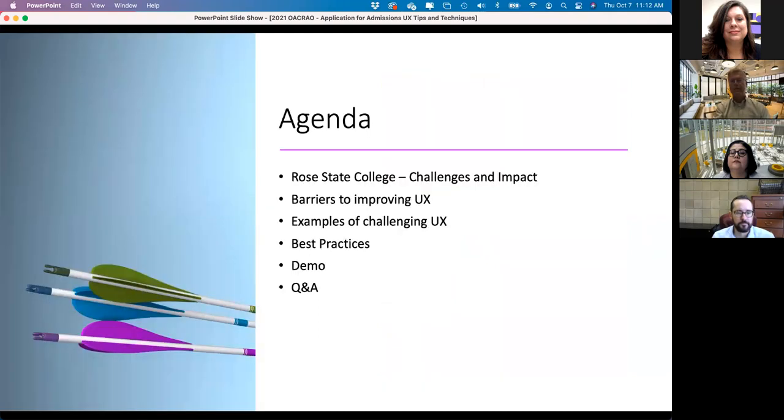The idea is that we wanted to start by talking about some of the challenges and impact. Michelle did a great job of teeing that up, but we thought we would bring that up and then talk about general barriers to improving user experience, and examples of things that we've seen. And then what were the best practices? This is where we're going to go into a lot of depth with what we did with Rose State College, and describe some of the techniques that were followed to try to improve engagement.